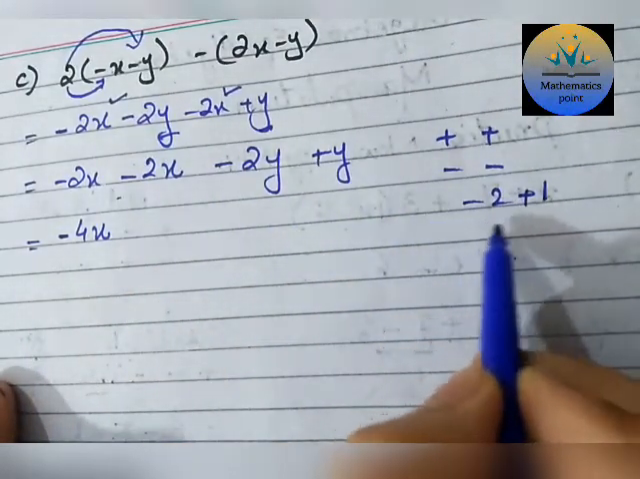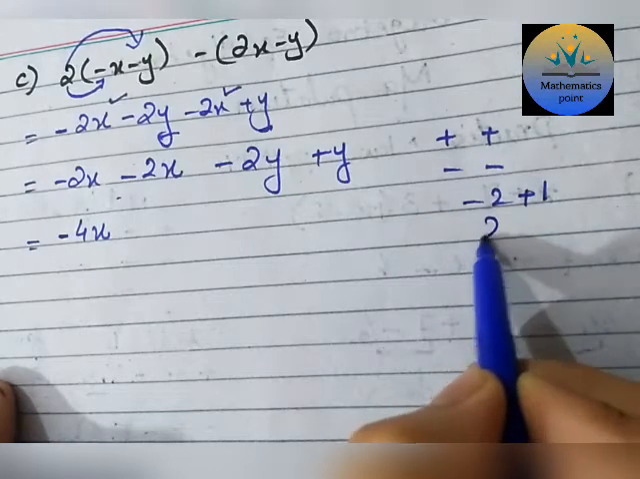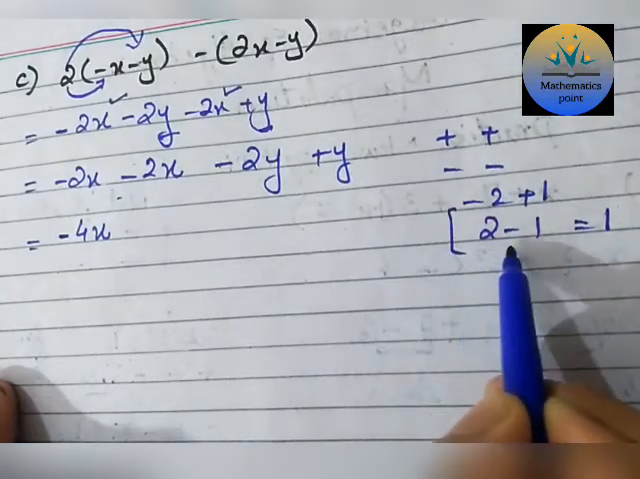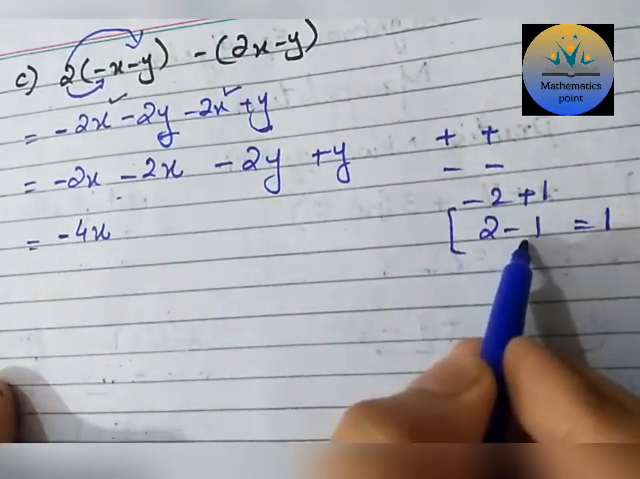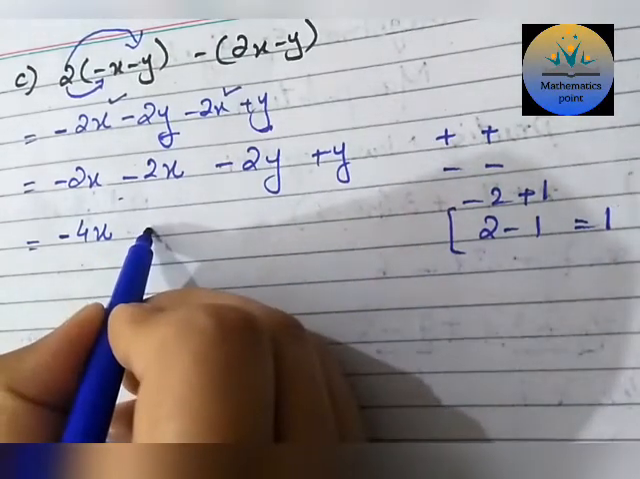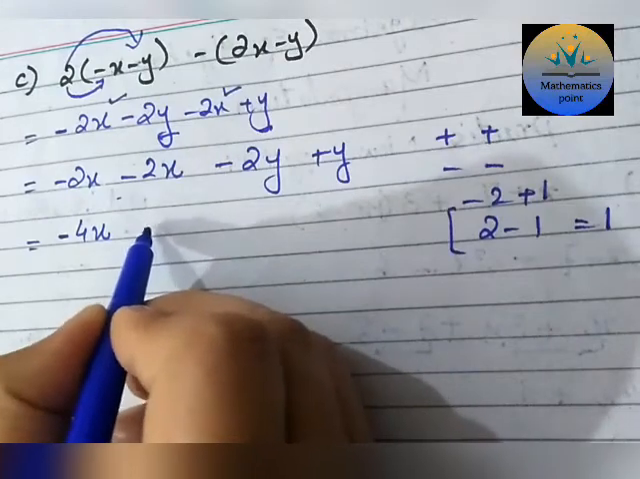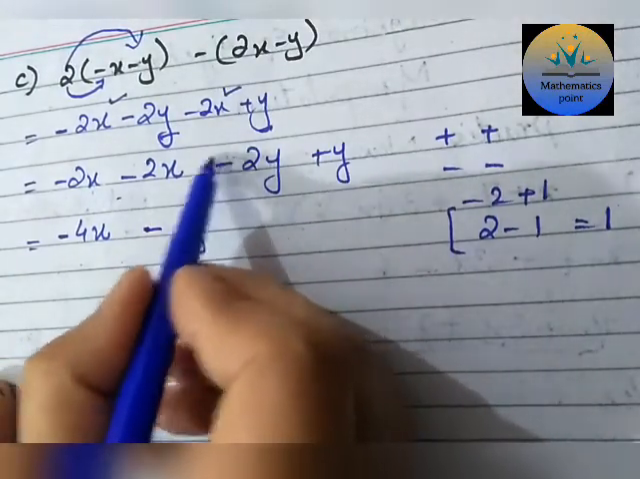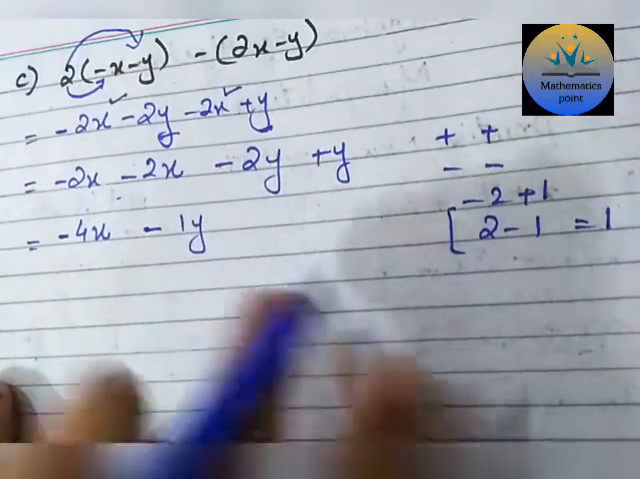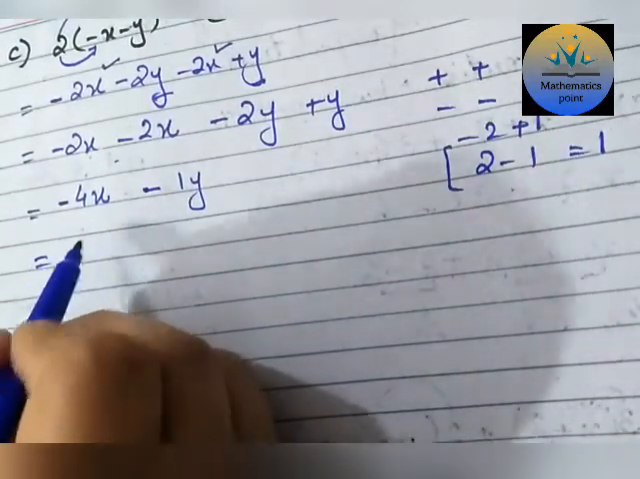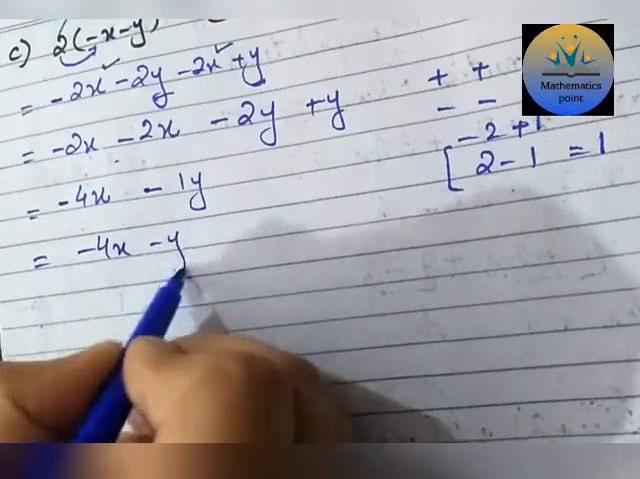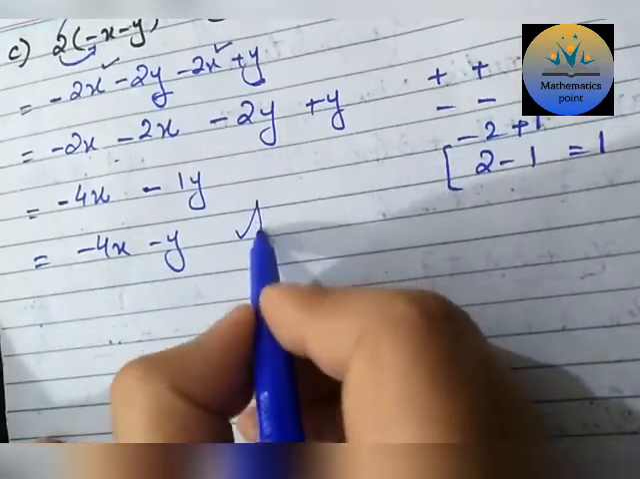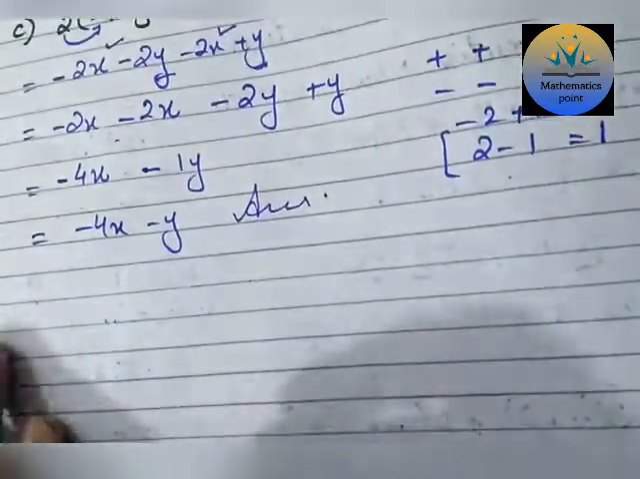Now both the terms have opposite signs, and in opposite signs the terms will be subtracted. 2 minus 1 is equal to 1. Now you do this in the working note in this position. Then y minus 1y, and here the sign is minus because the greater term has the negative sign. So the answer is 4x minus y, because when there is no coefficient, that means it is 1. There is no need to mention the 1 as a coefficient.